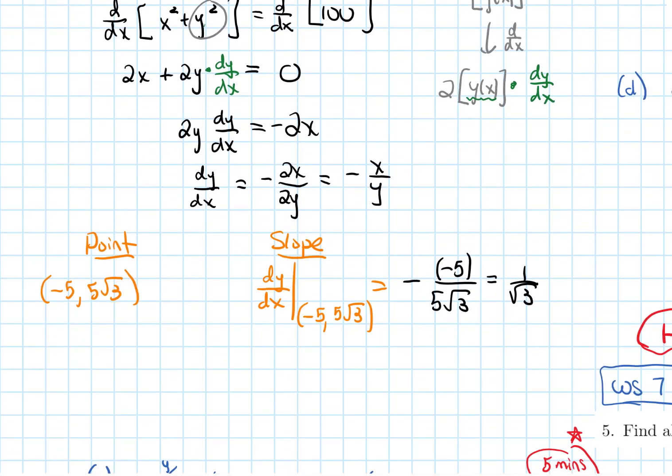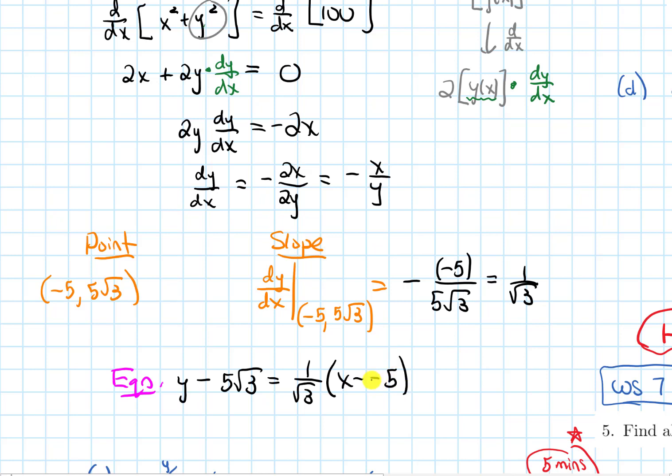So now we can write our equation. Using point-slope form, our equation is y minus the y coordinate, 5 root 3, equals m, our slope, 1 over root 3, times x minus the x coordinate. But when I subtract negative 5, I'll get a double negative, which becomes a plus. So let me just replace that with a plus, x plus 5, and that is our equation.